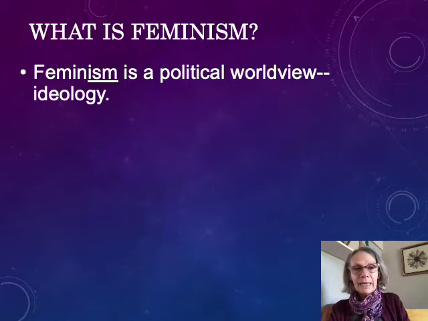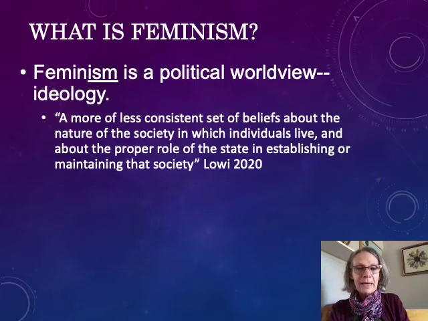And so when we say that feminism is an ideology, I think it helps to define what we mean by ideology. This comes from an American government textbook, the definition in We the People. In that textbook, it says that an ideology is a more or less consistent set of beliefs about the nature of the society in which individuals live and about the proper role of the state in establishing or maintaining that society.